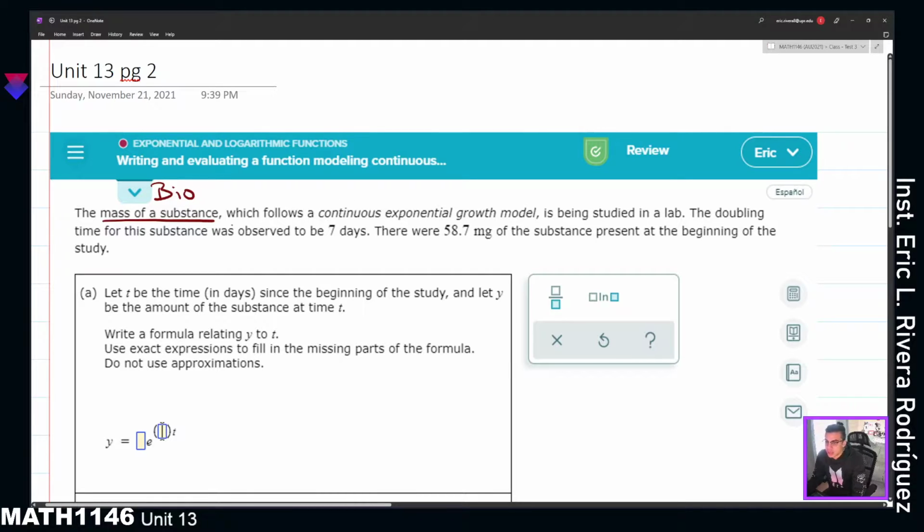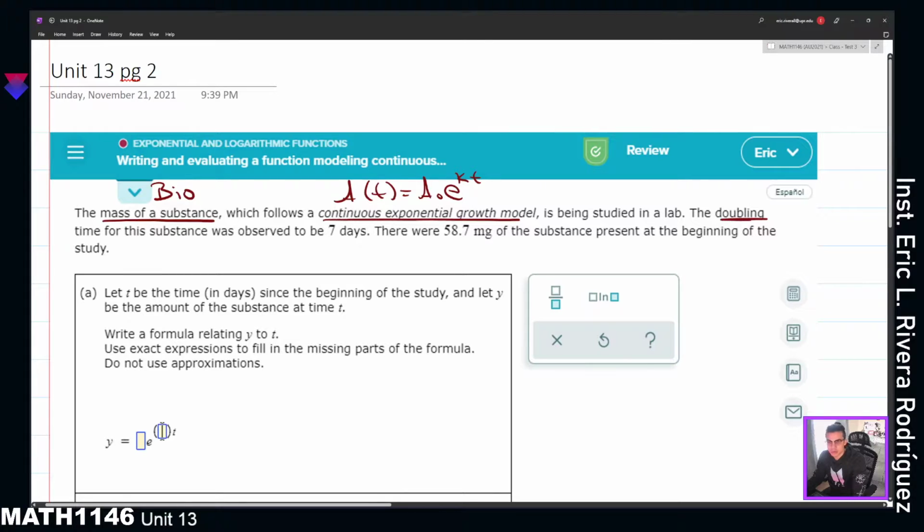Now, the second part of this sentence, what is the word? It confirms that we are working with a biology scenario, a continuous exponential growth model, and we know what that is: A of t equals a sub 0 e raised to the power k t. Being a student in the lab, okay, that doesn't say too much.